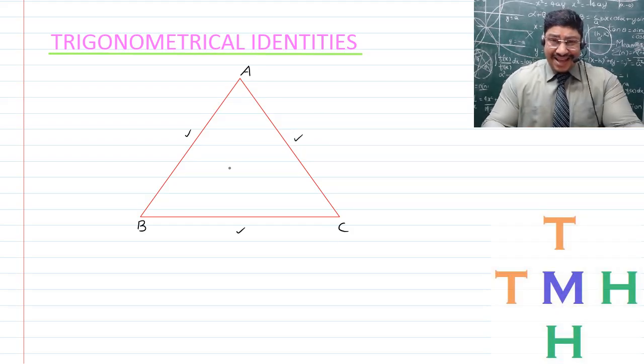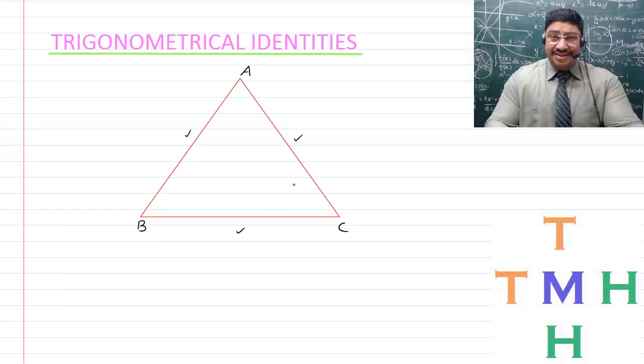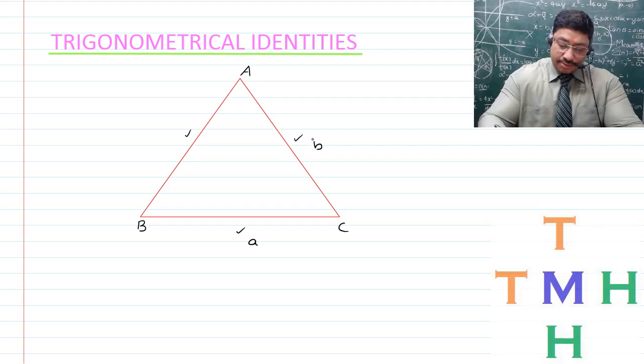Now, these sides are also written by the small letter of the vertices which are opposite to them. That means if we talk about the side AB, it will be written by small c. If we talk about the side AC, it will be written by small b, and the side BC is going to be written as small a. This is the way by means of which you depict the different side lengths. So as such, this is a, this is small b, and this is small c.